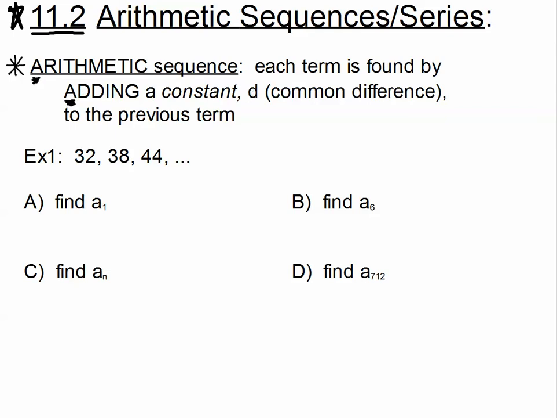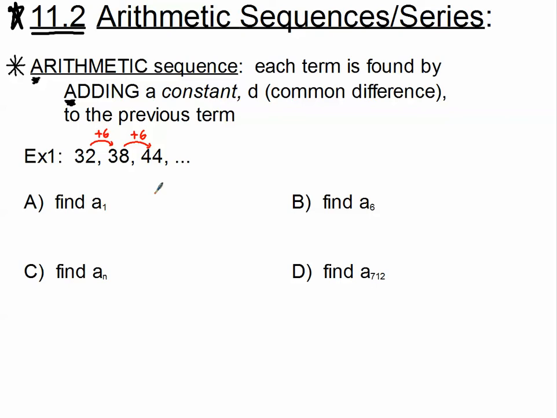So looking at this first example, we have 32 and then 38 and then 44. I know a few elements of a sequence is not necessarily enough to discover the pattern, but this is not too difficult to figure out. We are adding 6 and then we are adding 6 again. So this looks like an arithmetic pattern, and we can continue to add 6 to find each term.